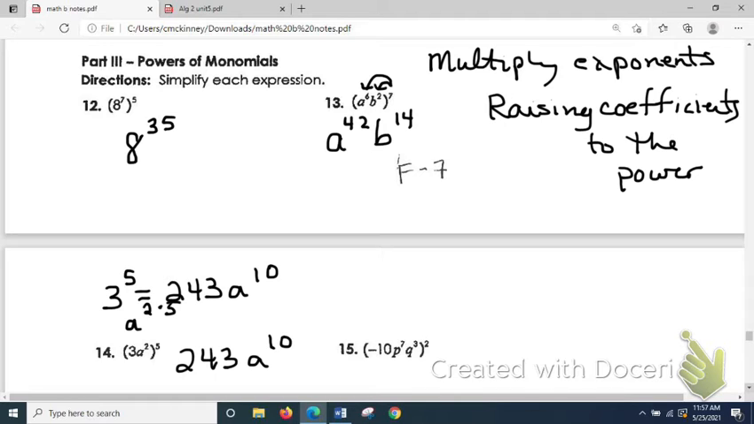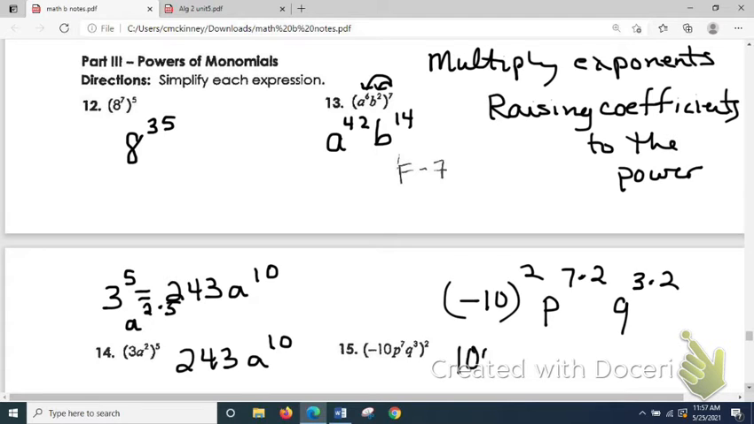In 15, we're doing negative 10 to the 2nd power, and then the p. This is what's going on. You might not write that all down. I normally probably wouldn't write all of this down, but to show you what's going on, the negative 10 is getting to the 2nd power, which makes positive 100, right? Because negative 10 times negative 10, signs would be the same. P, 7 times 2 is 14. Q, 3 times 2 is 6. So again, that is the power rule.